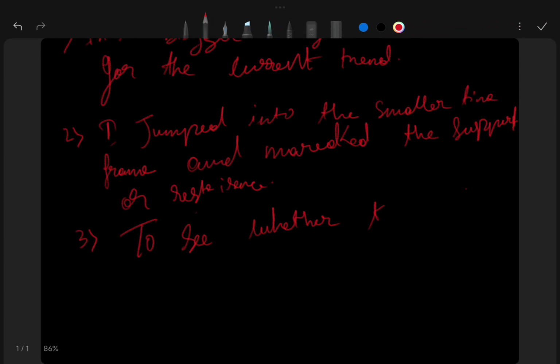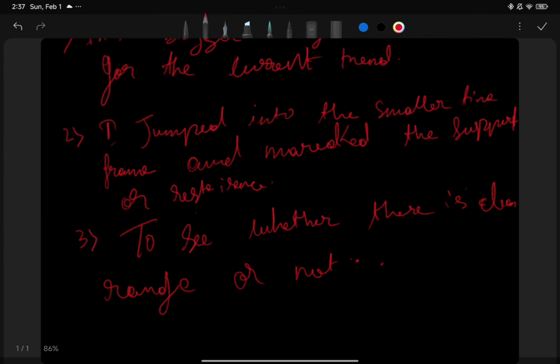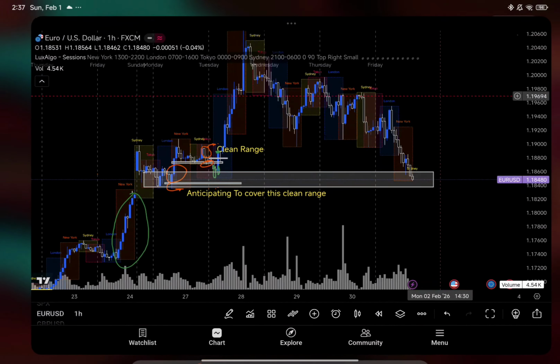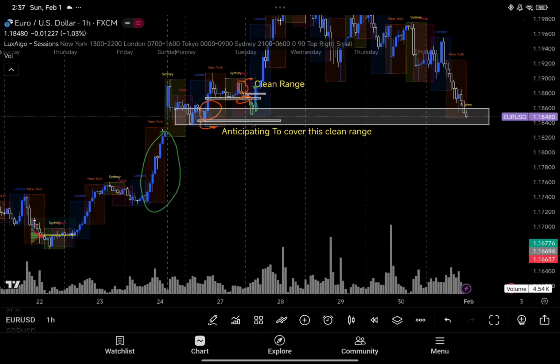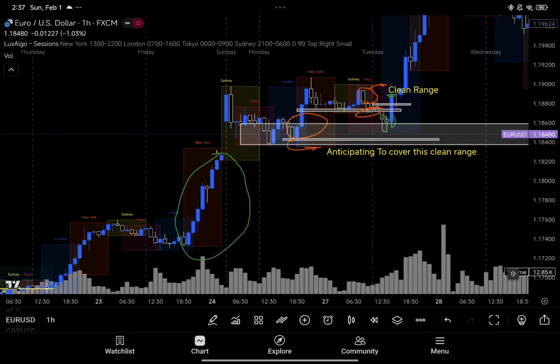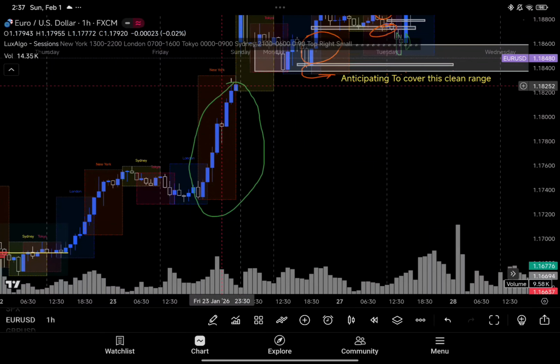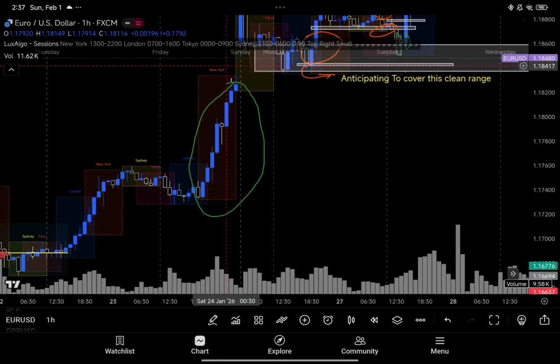And third is to see whether there is a clean range or not. If there is not a clean range, then there will be supports and resistances on the left hand side, and there are high probabilities the market will respect those supports and resistances, like we'll see here.